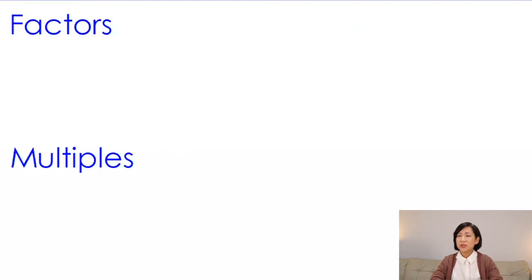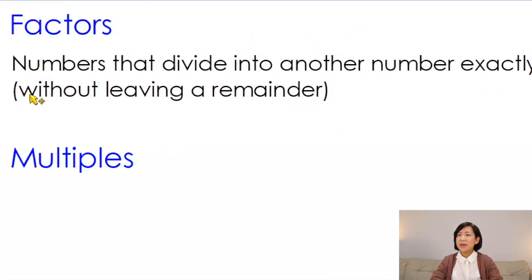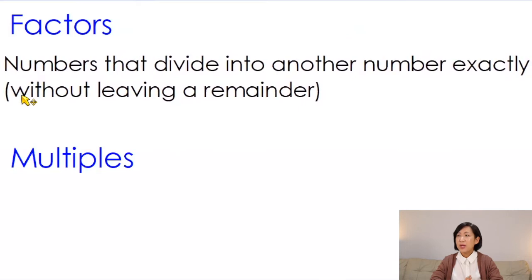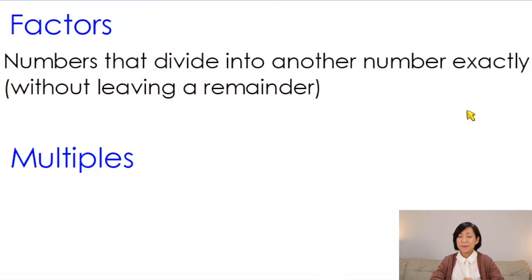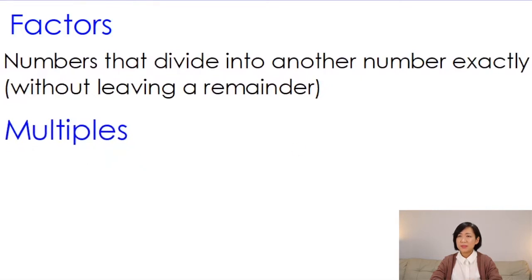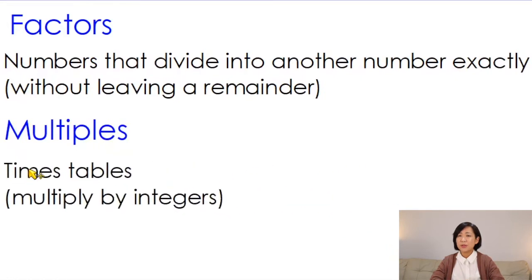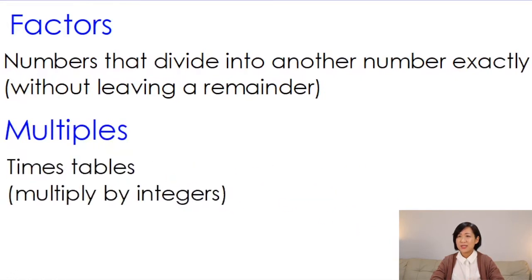So what are factors? Factors are the numbers that divide into another number exactly. That means it doesn't give you any remainder. Then multiples are the same as an extended version of a times table. You keep multiplying by integers. So now let's have a look at factors and multiples by looking at examples.